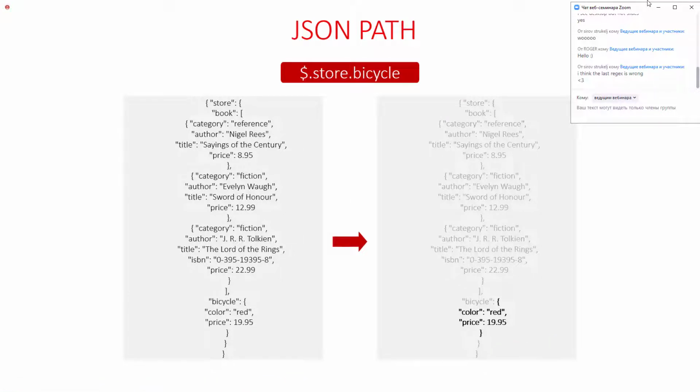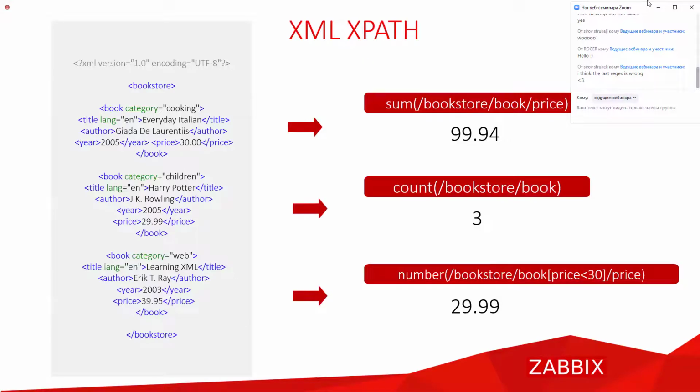Then we have .store.bicycle, and that means now we're going to the, again, store, and it's the whole level, and specifically for the bicycle path, as you can see here, and we will retrieve everything that is associated with the bicycle and is at that JSON path level.